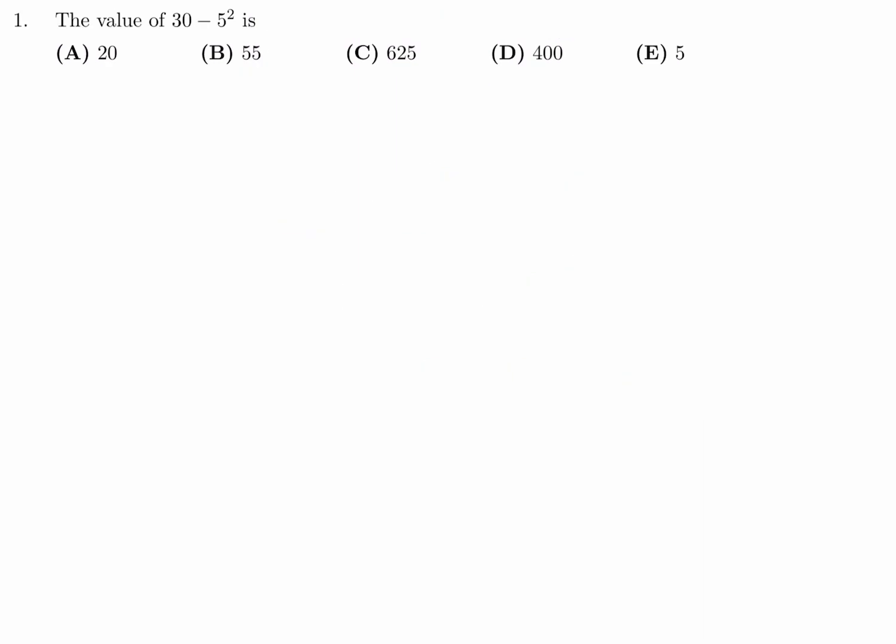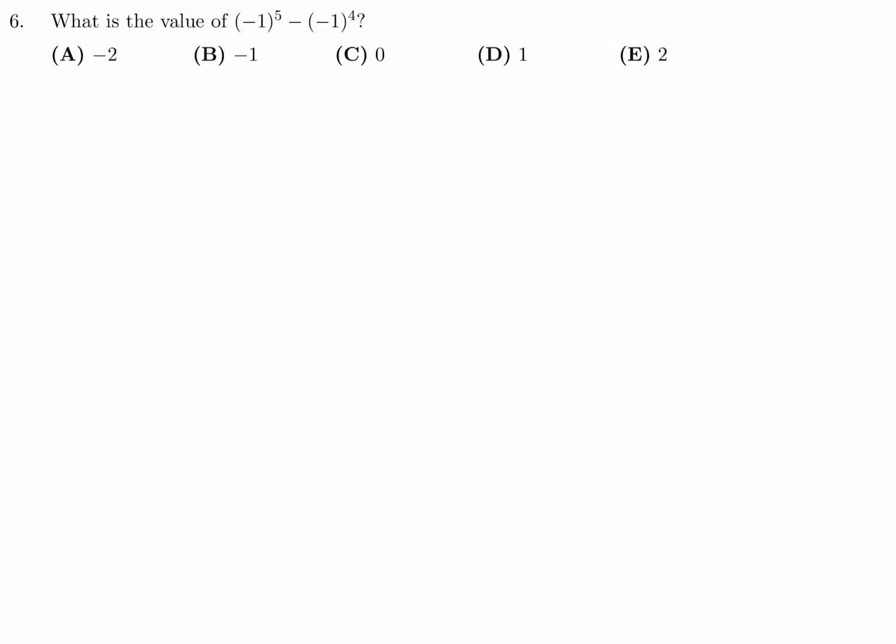The value of 30 minus 5 squared: 5 squared is 25, and 30 minus 25 is 5. So number 1, the answer is E. What is the value of (-1) to the power of 5 minus (-1) to the power of 4? So (-1) to the power of 5 is -1, minus (-1) to the 4 is just 1. So we have -1 minus 1, which is -2. So number 6, the answer is A.